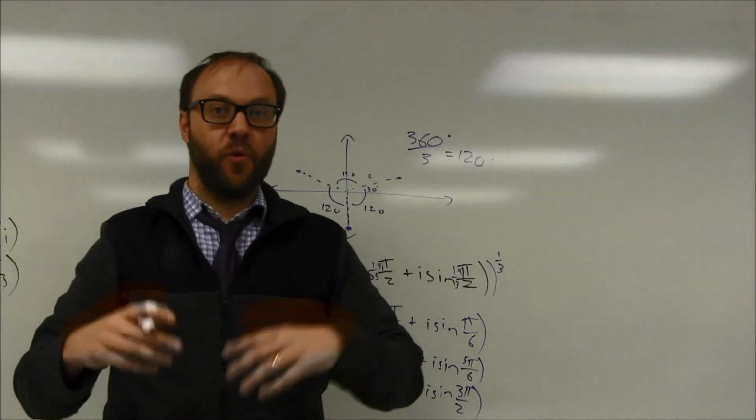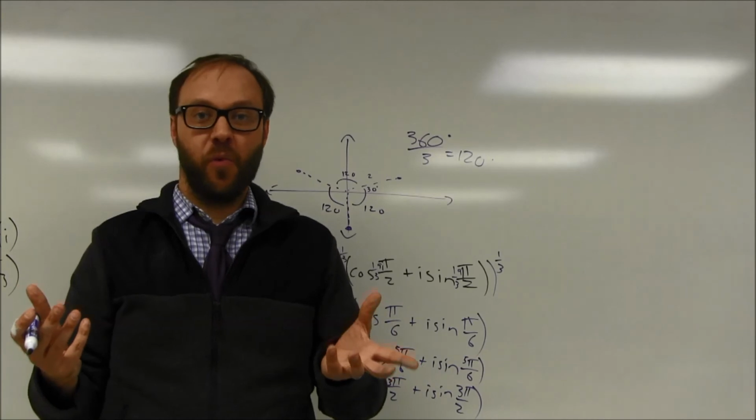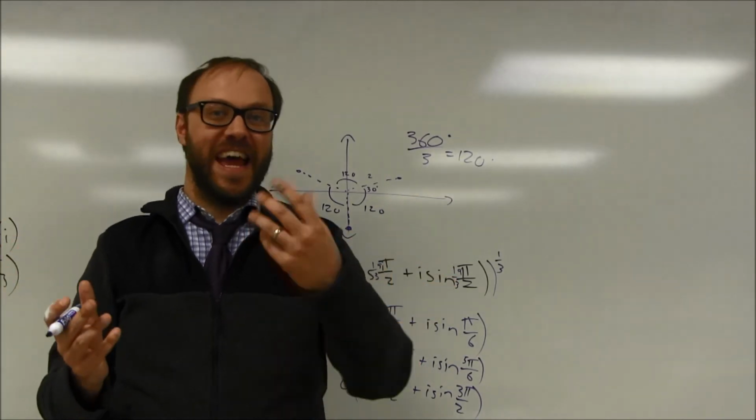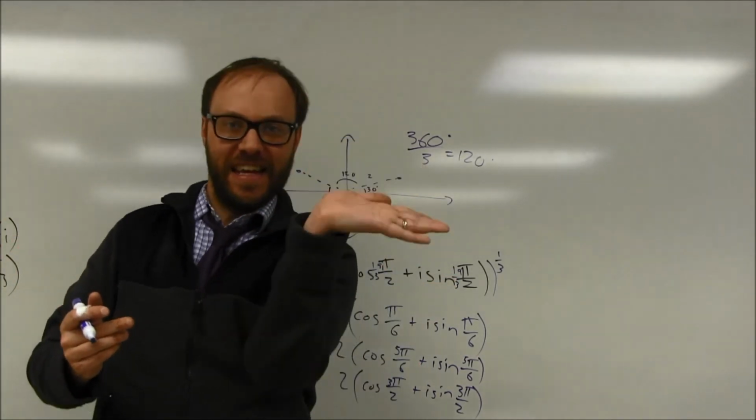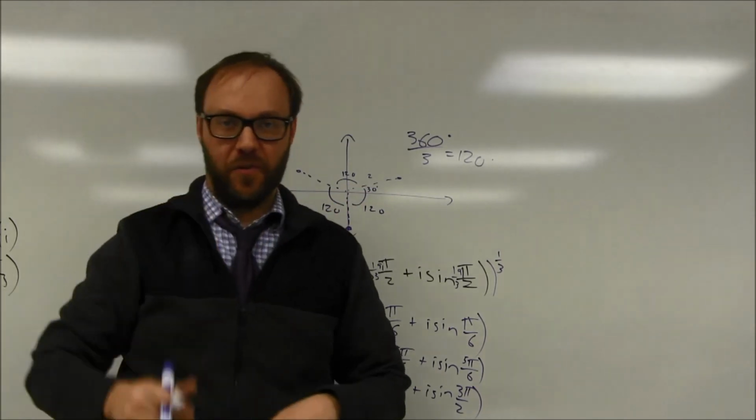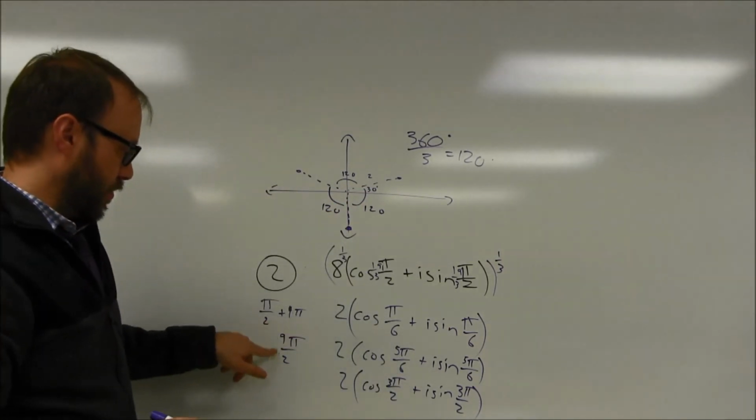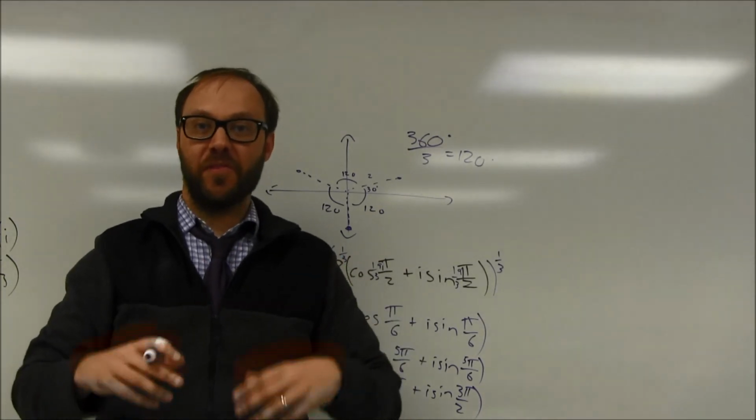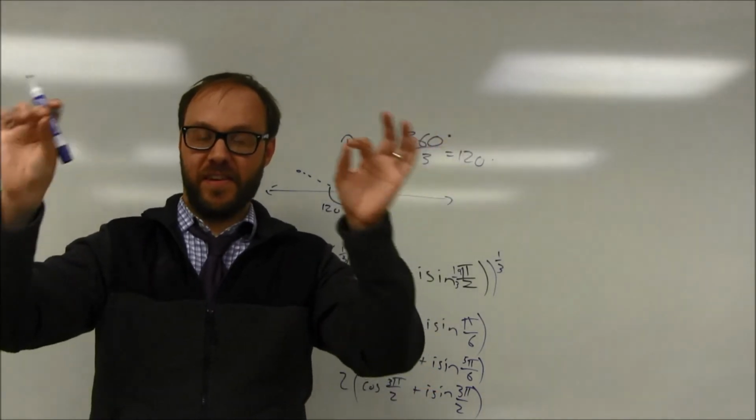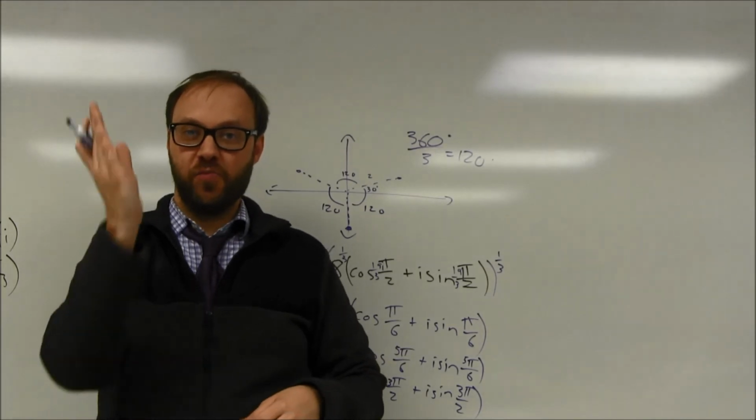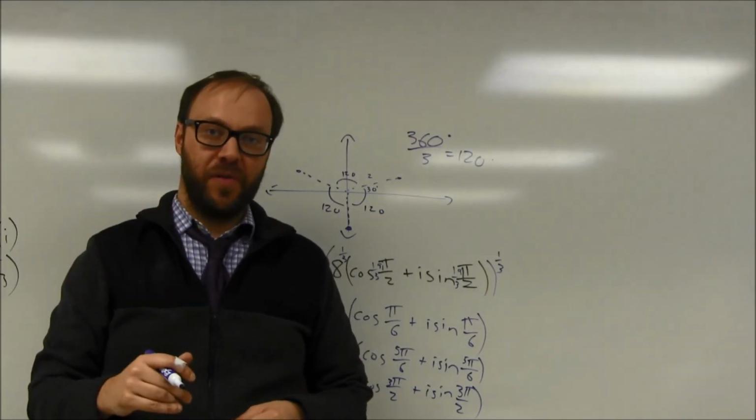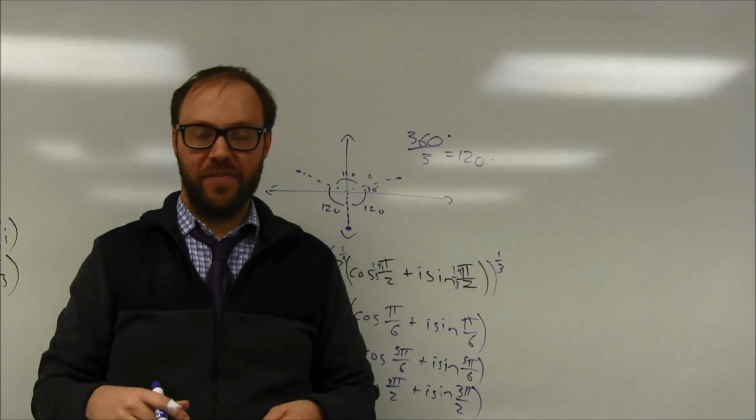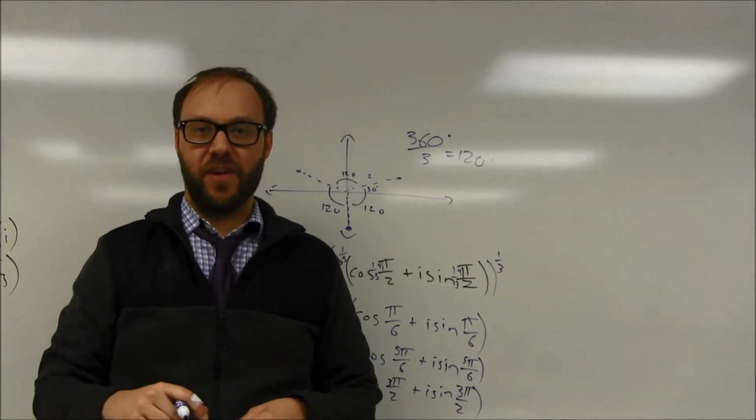If you had 4 roots, 360 divided by 4 is 90, and they would be 90 degrees apart all the way around the circle. So you don't necessarily have to do all this work with these coterminal angles. Basically, you're going to add 180 degrees each time if you're looking for 2 roots, and they're just going to be opposite each other on a circle. 120 degrees apart if you have 3 roots, 90 degrees apart if you have 4 roots, and so on and so forth.